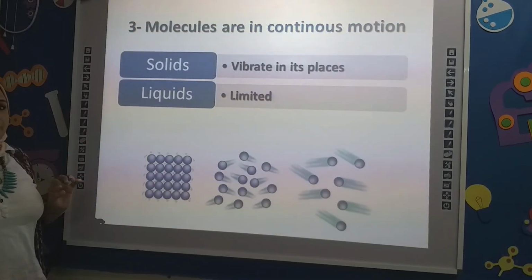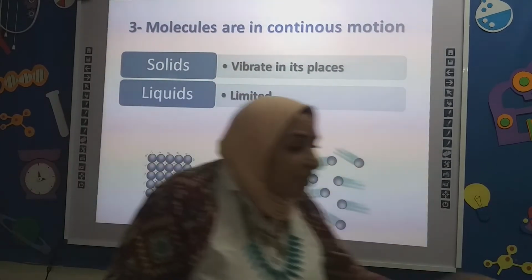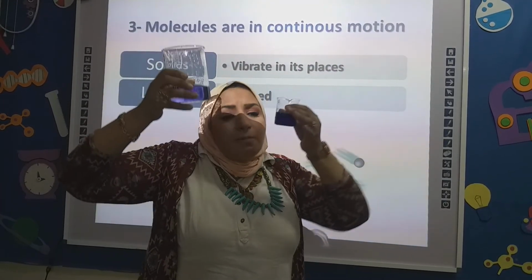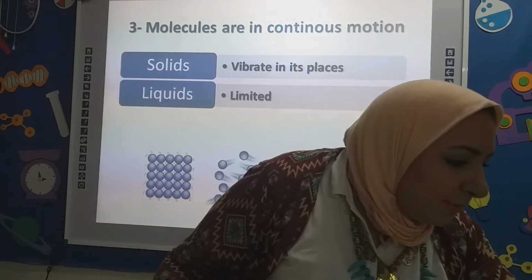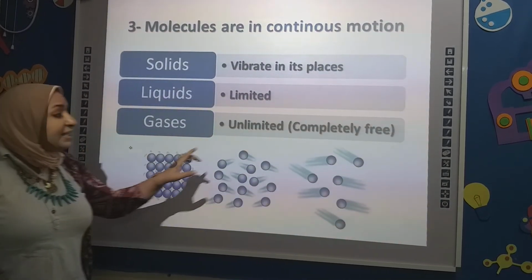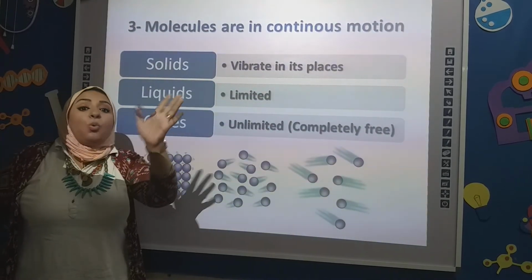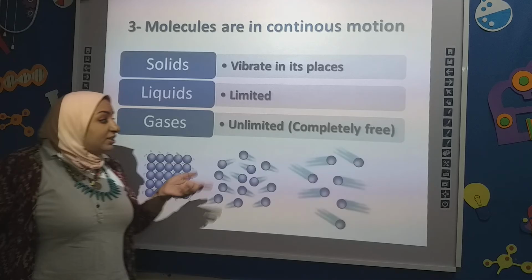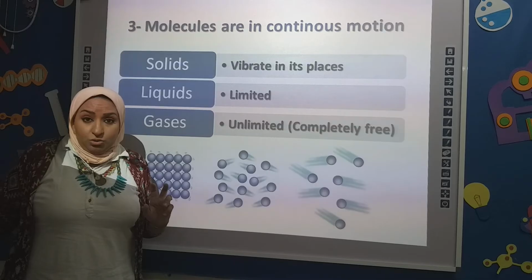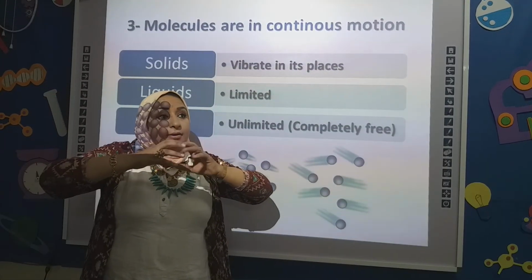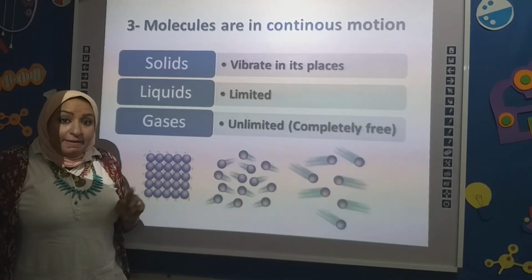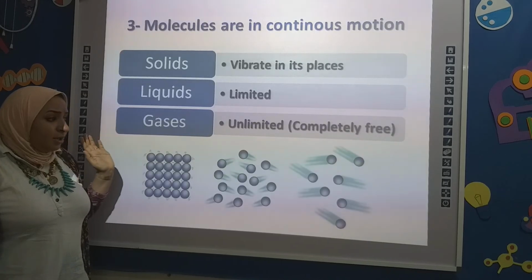Okay, it moves from its place, like we saw in the case of adding potassium permanganate to water. The motion is slow. But in gases, the motion of gas molecules is unlimited, it's completely free. Why? Why do you think that gases have unlimited motion? Because their molecules are away from each other. They have very large intermolecular spaces and very, very weak attraction force.